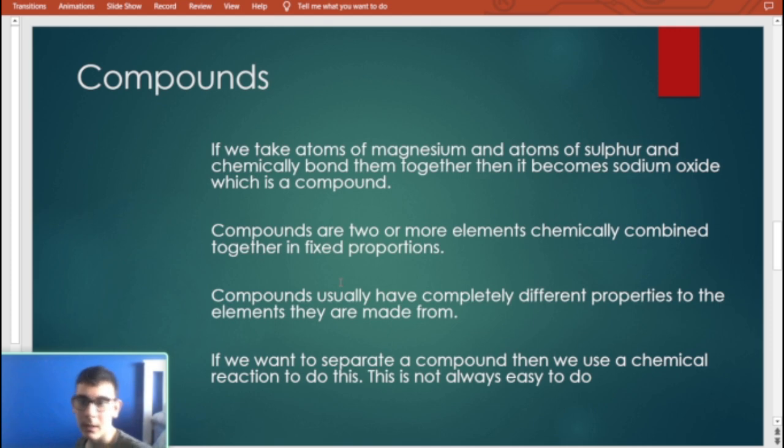and sulfur is normally a solid, because we'll be looking at boiling and melting points later in this topic. If we want to separate a compound, then we have to use a chemical reaction to do this, and this is not always easy to do. For example, we'll have to use electrolysis. Electrolysis we'll be looking at in topic 4, which is all about chemical changes.